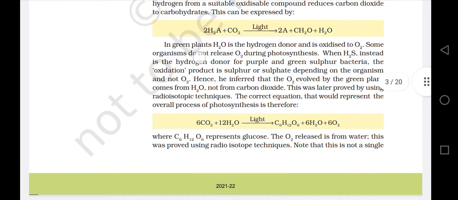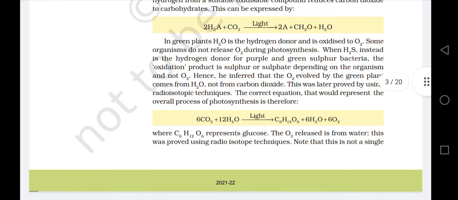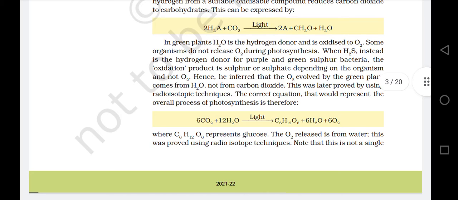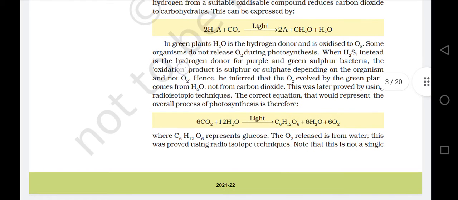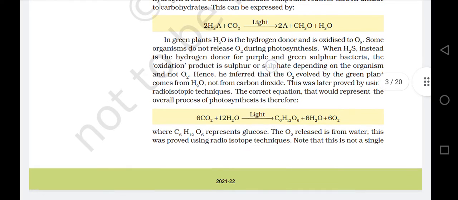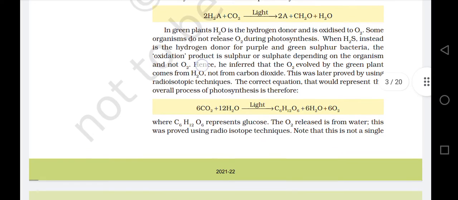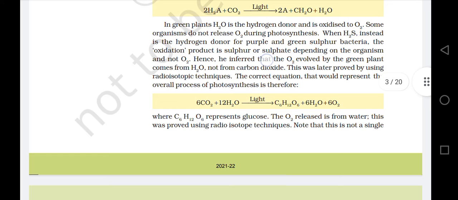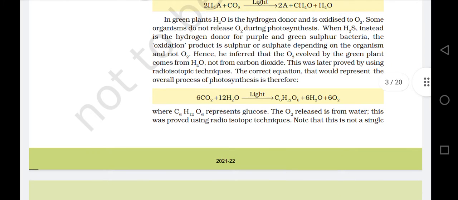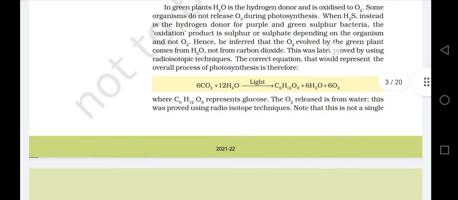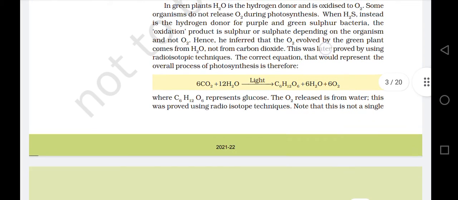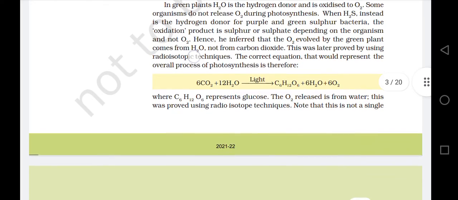Some organisms do not release oxygen during photosynthesis. When H2S instead is the hydrogen donor for purple and green sulfur bacteria, the oxidation product is sulfur or sulfate, depending on the organism, and not oxygen. Hence, he inferred that the oxygen evolved by the green plant comes from H2O, not from carbon dioxide. This was later proved by using radioisotopic techniques.